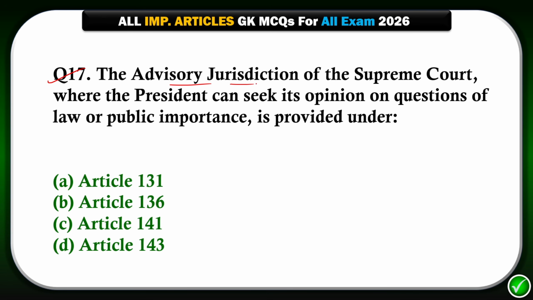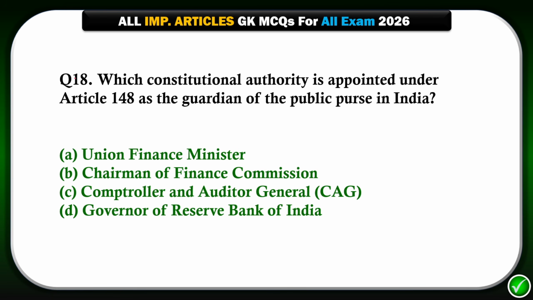17. The advisory jurisdiction of the Supreme Court, where the President can seek its opinion on questions of law or public importance, is provided under advisory jurisdiction. Option number D. Article 143. 18. Which constitutional authority is appointed under Article 148 as the guardian of the public purse in India? Option number C. Comptroller and Auditor General.